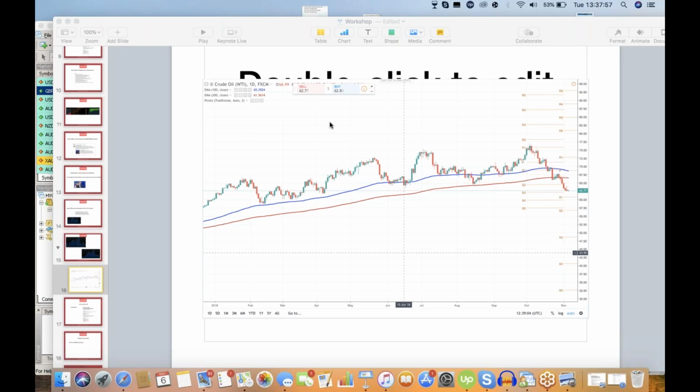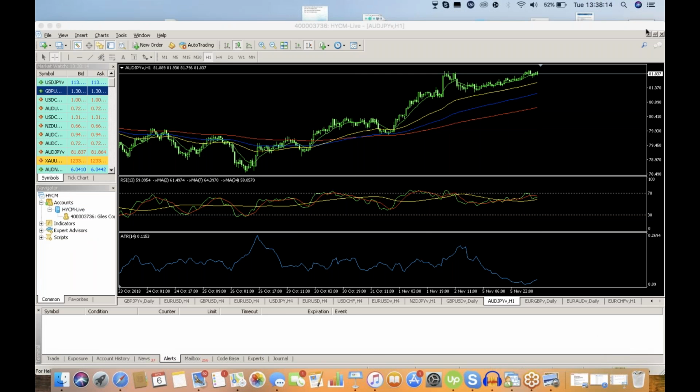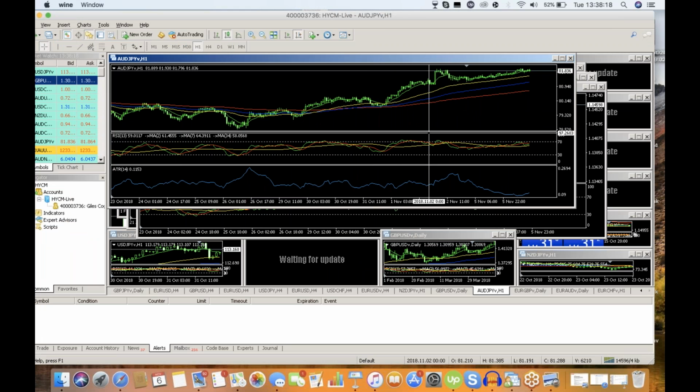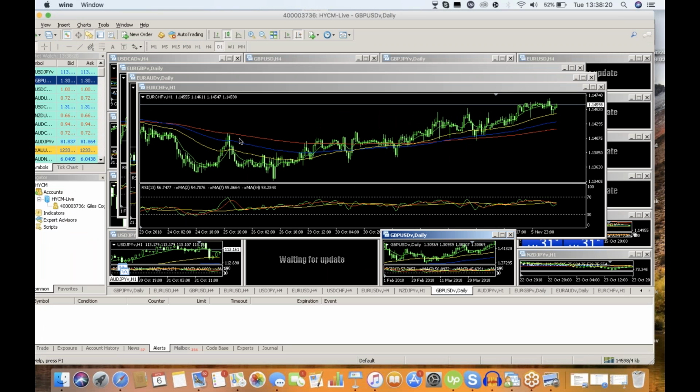So the correlation between oil and the Canadian dollar, the US dollar Canadian dollar pair, is about 96%. So what would you expect to see with the crude oil falling? You'd expect to see the Canadian dollar being sold, which is what you do see. And when you go to the US dollar Canadian dollar pair, let's just find where that is. Where are you, US dollar Canadian dollar pair?